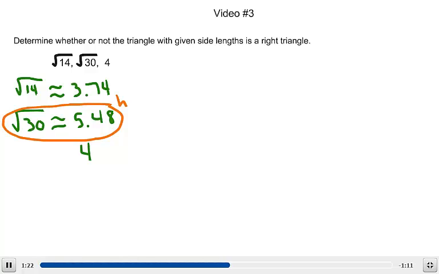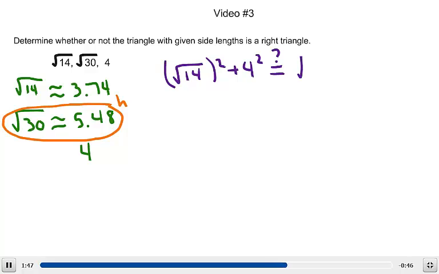Just as we did before, we're going to use the Pythagorean Theorem to see whether or not the Pythagorean Theorem holds true with these three side lengths. Since the square root of 14 and 4 are our two smaller lengths, we're going to use those as our legs. So the square root of 14 squared plus 4 squared. And we're going to ask, does that equal the square root of 30 squared?